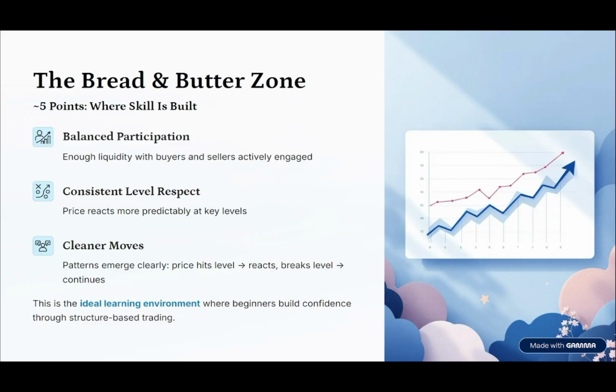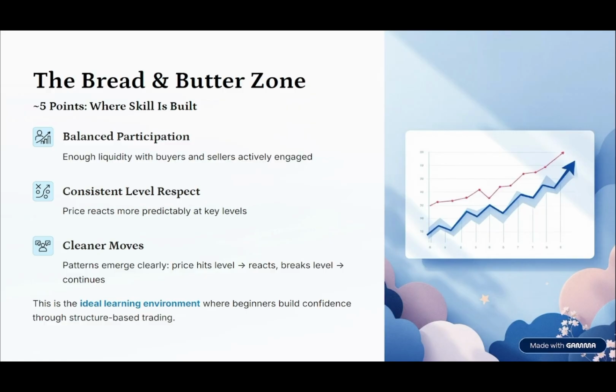Our bread and butter zone spread. This is the spread of 5. We find this ideal for building skills using our algo levels. The spread offers balanced market participation with healthy liquidity of both buyers and sellers engaging. Levels tend to hold and react cleanly on a consistent basis and become more predictable at key levels.